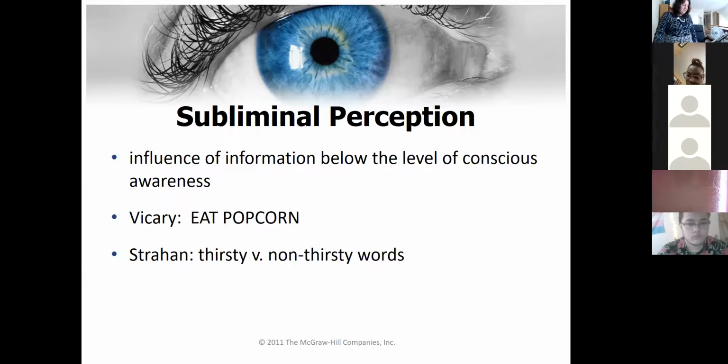So he did this study in 1957. He used a movie theater in Fort Lee, New Jersey. And over a 6-week period, he tested subliminal messaging on over 45,000 moviegoers. Now, interestingly, this was like before IRBs and things like that, so he wasn't having them sign informed consent when they went to the movies, right?